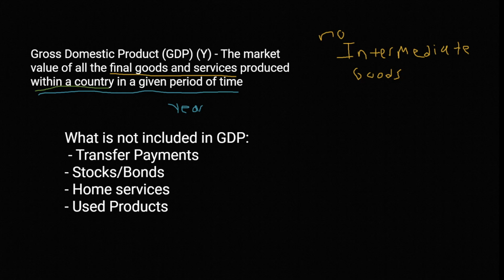And used products. If I buy a bike from 2006 from the neighbor's kid, then that does not count under GDP. The bike that he bought would count under the 2006 GDP, but it does not count under the current GDP because we would essentially be counting the bike twice, just in separate years. But we don't like double counting things.